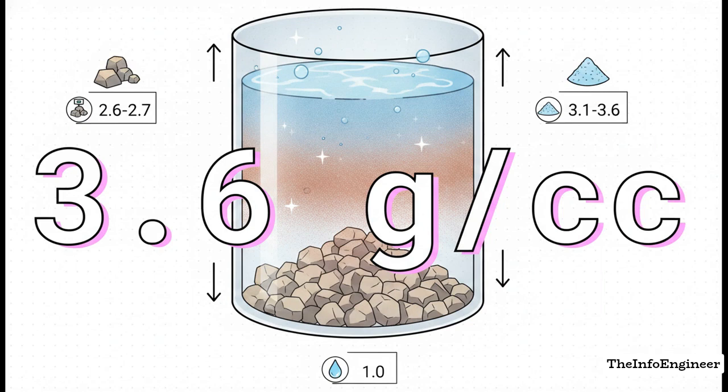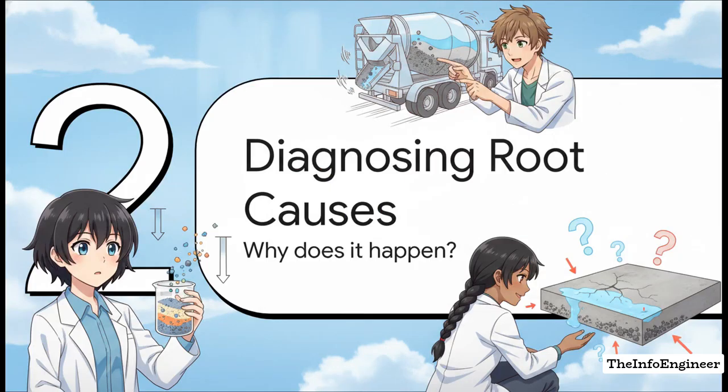The fundamental physics driving all of this is a really stark disparity in specific gravity. Your aggregates are usually sitting around a specific gravity of 2.6 to 2.7 grams per cubic centimeter, but your cement is much heavier, usually between 3.1 and 3.6, and water, well, water's the lightest at just 1.0. Because of this massive difference, gravity naturally induces settling. The heavier particles aggressively want to sink to the bottom, and that lightest material, the water, wants to rise right to the top. Let's move into Section 2, diagnosing the root causes.